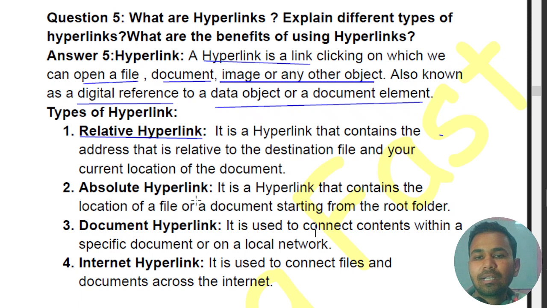Whereas absolute hyperlink is what? It is the hyperlink that contains the location of the file or a document starting from the root folder. So absolute hyperlink is going to describe the location of that file or folder from the root folder.